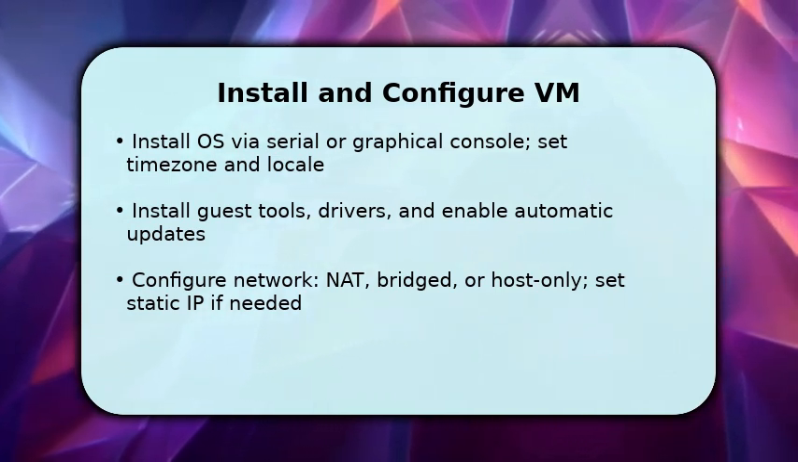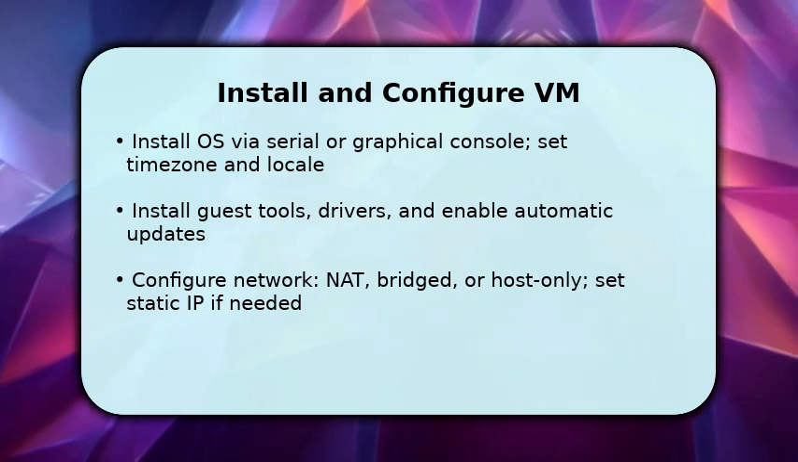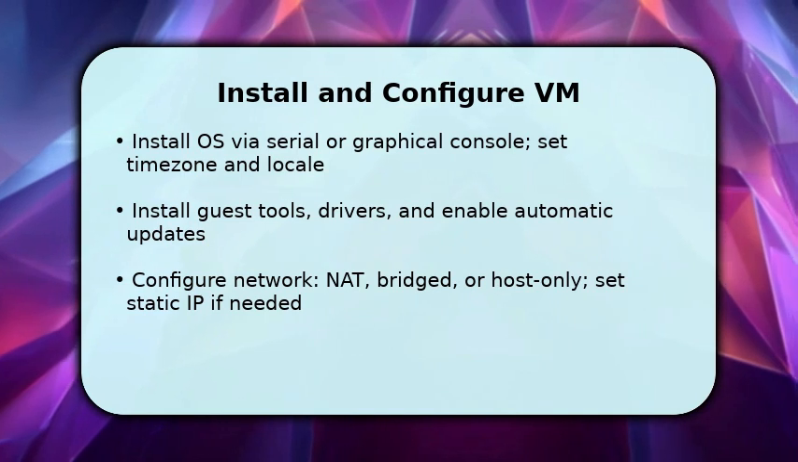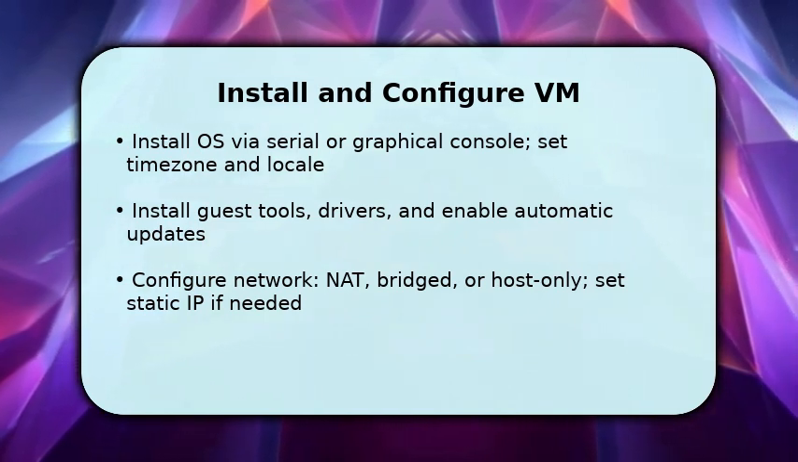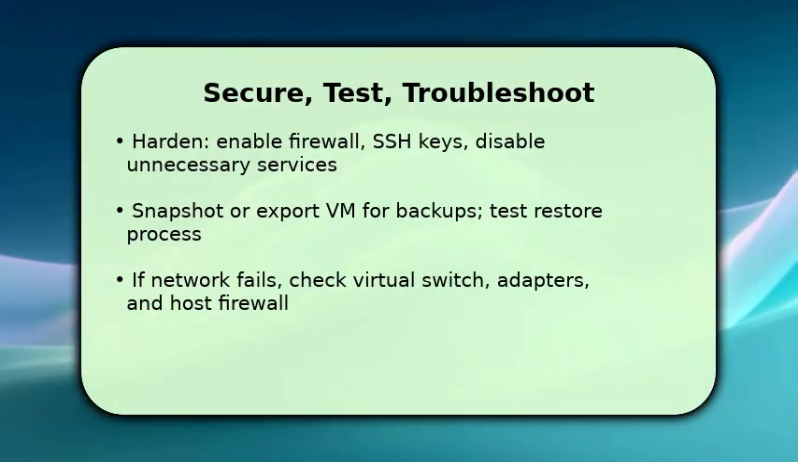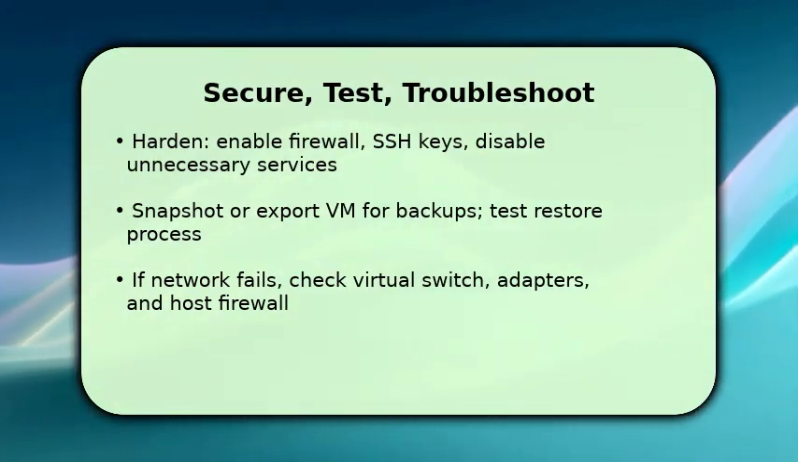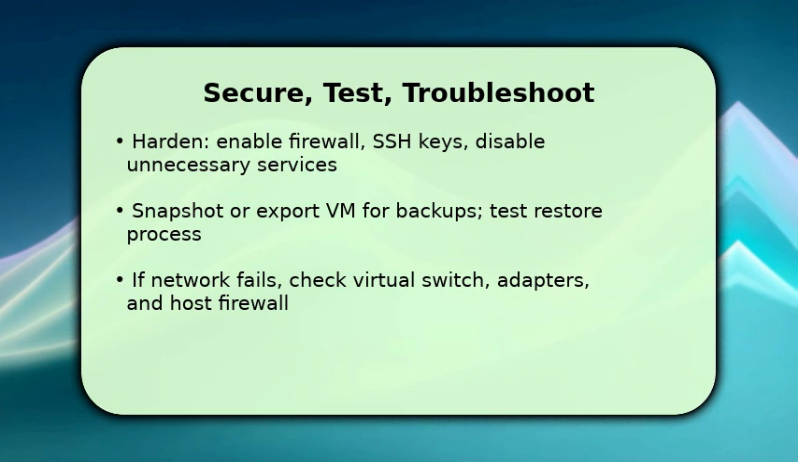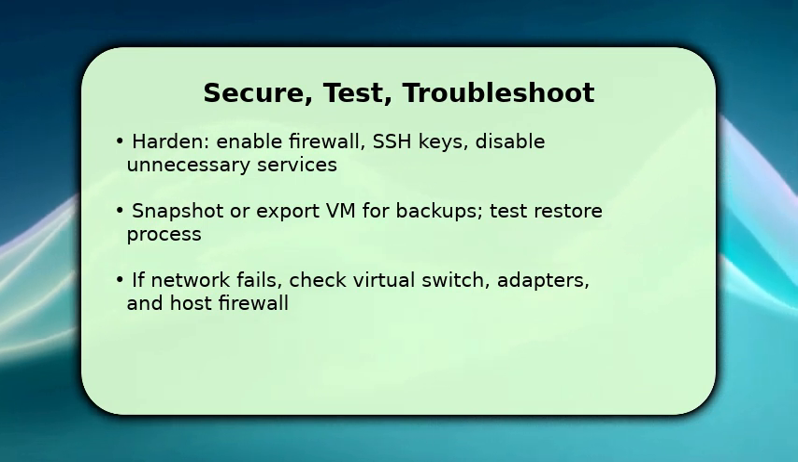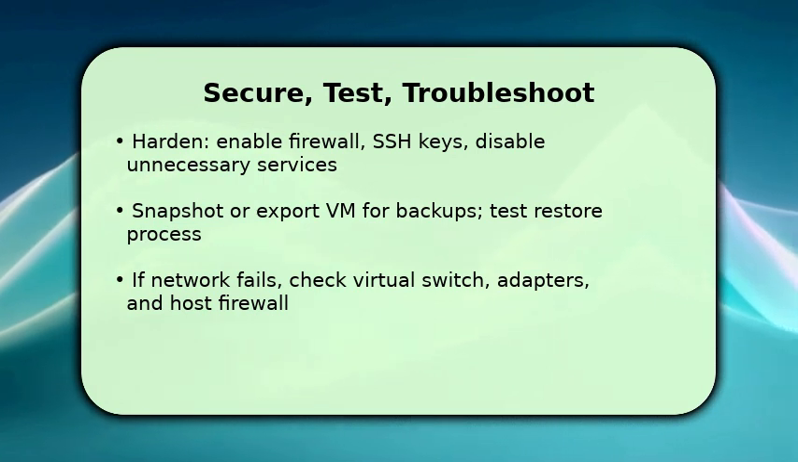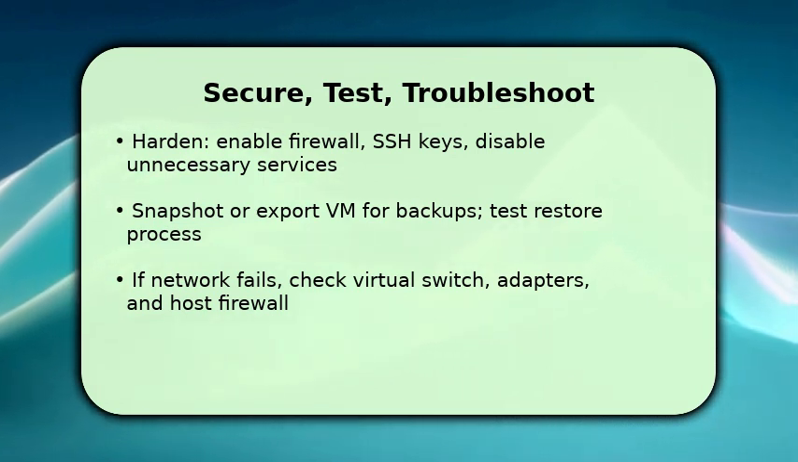Configure networking: NAT for simplicity, bridged for LAN visibility, or host-only for isolated testing, and set a static IP if the VM needs. You finish by securing, testing, and preparing for problems. Harden the VM, enable the firewall, use SSH keys, disable unused services, and apply updates to reduce attack surface. Take a snapshot or export the VM as a backup so you can roll back after risky changes. Test network and application functionality to confirm everything works.